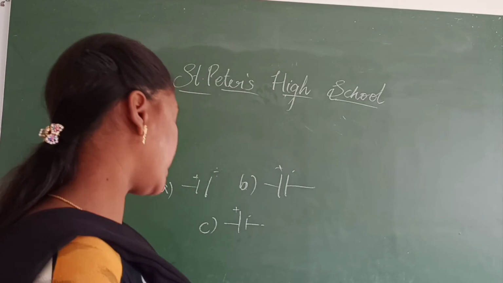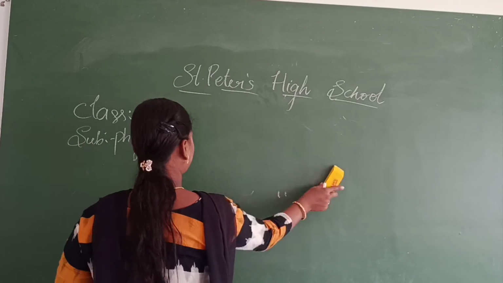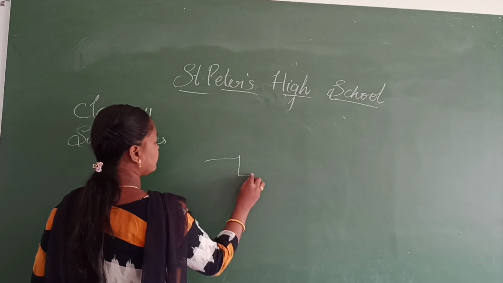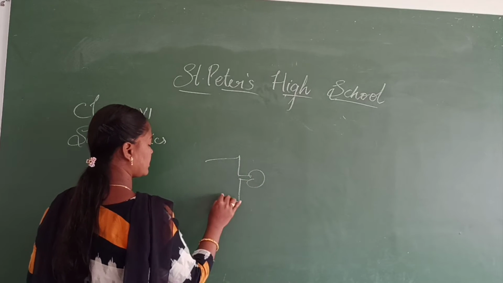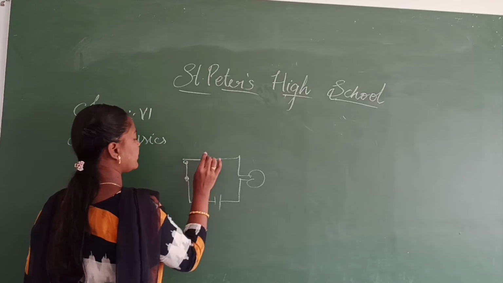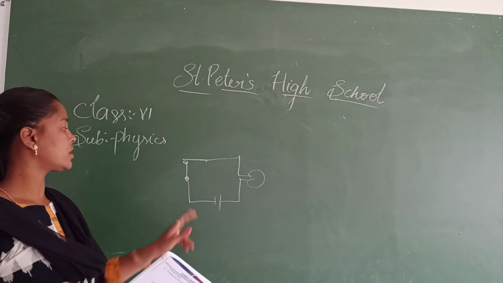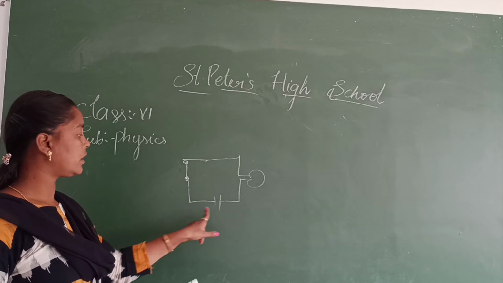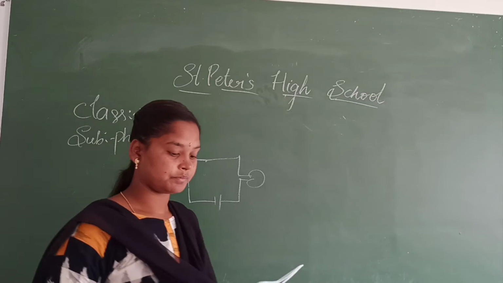Same as the first question again. For the fifth one, they have given a circuit here. Bulb, next battery, next is a switch. Is the circuit open or closed? This is a closed circuit because the switch is connected and the wire is put here in the correct form.